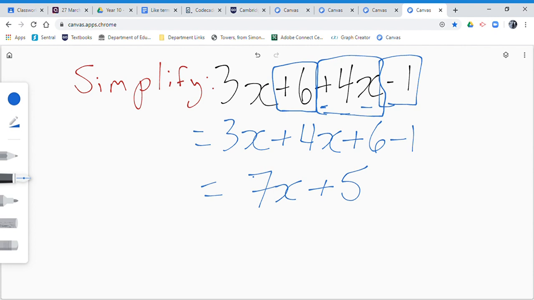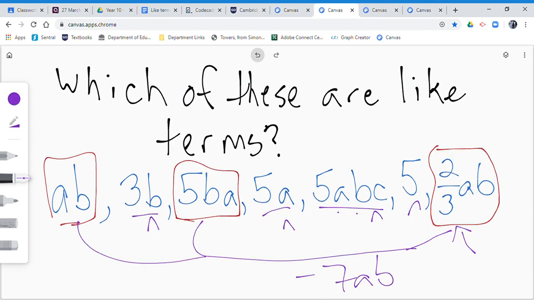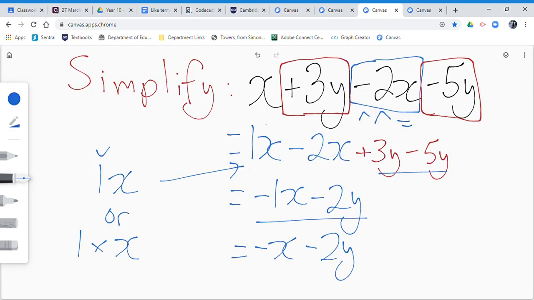Hope that all makes sense to you and kind of helps you understand how to collect like terms, which is what we were doing over here. That is collecting like terms, and this is identifying like terms. So those are all like terms. And then I hope this helps you collect like terms and then further simplify them as well.